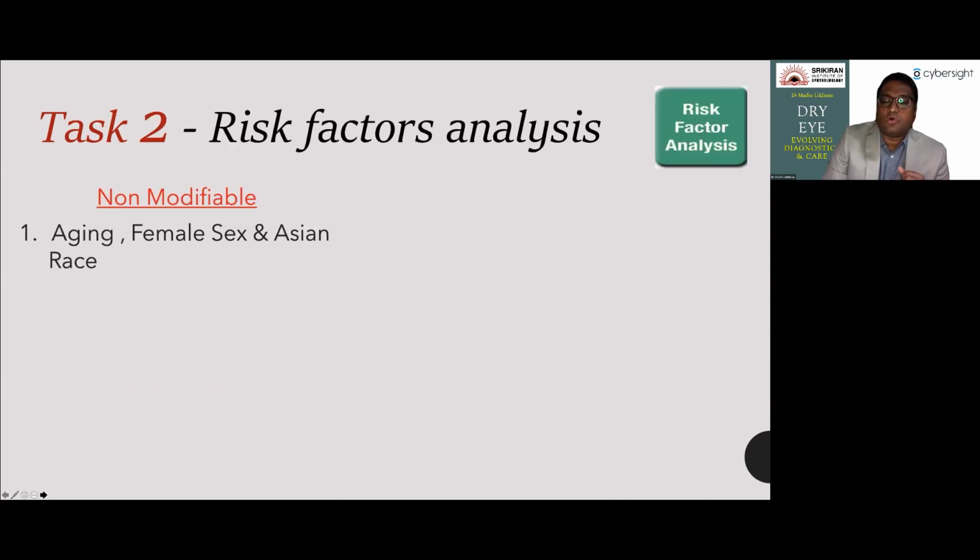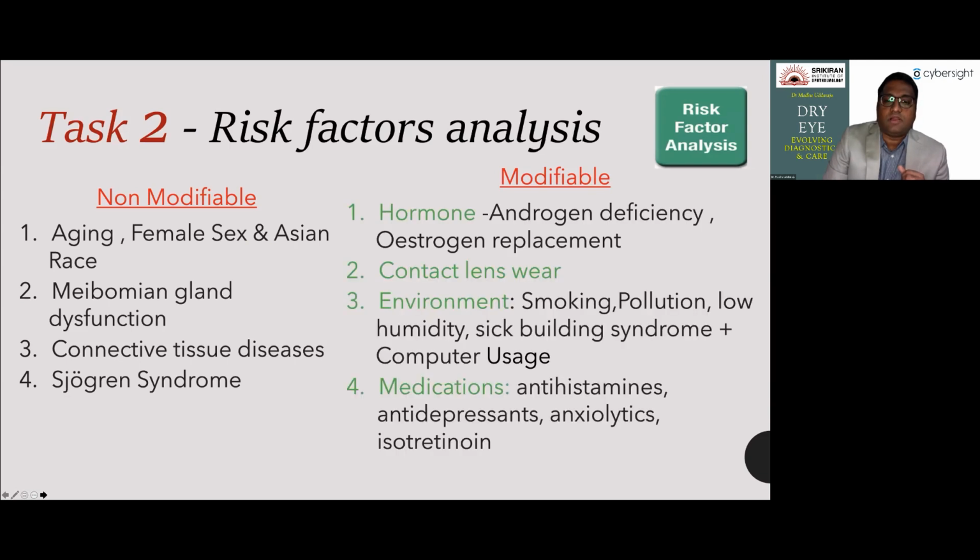The second step, as I have told you, we divided into two: the modifiable and non-modifiable risk factors. So if you see non-modifiable, aging: as you grow in age, the prevalence of dry eye increases, and it is more in female sex when compared to male, and Asians are more prone to dry eye. In the same way, meibomian gland dysfunction, interestingly, is not a modifier; though we have many treatments for it, it still comes under the non-modifiable part. Next, the systemic conditions like connective tissue disease, graft versus host disease, Sjogren's syndrome, rheumatoid arthritis, all these things are non-modifiable. You only treat it symptomatically and try to give relief to the patient.